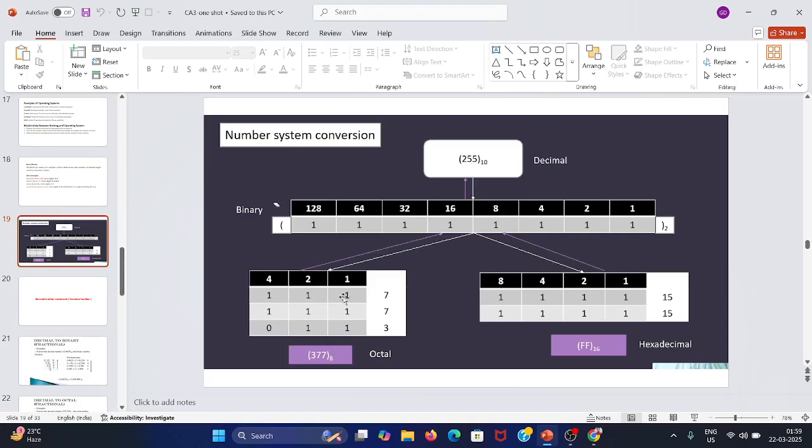Draw 3 boxes in a row. As you can see, 1 2 3 4 5 6 7 8, 8 digits are there in the binary number. So in a single row we can put 3 boxes. So how many boxes do we need? Okay, how many boxes actually do we need?